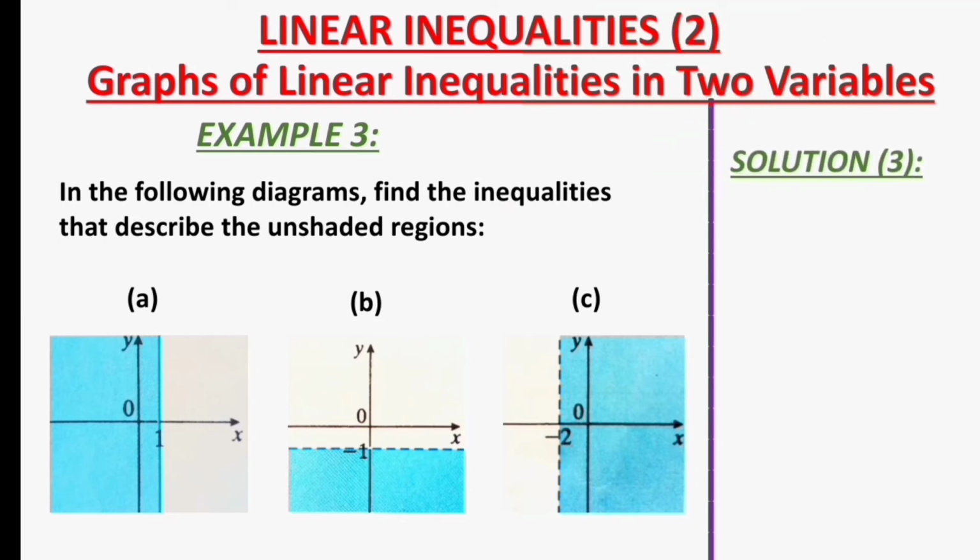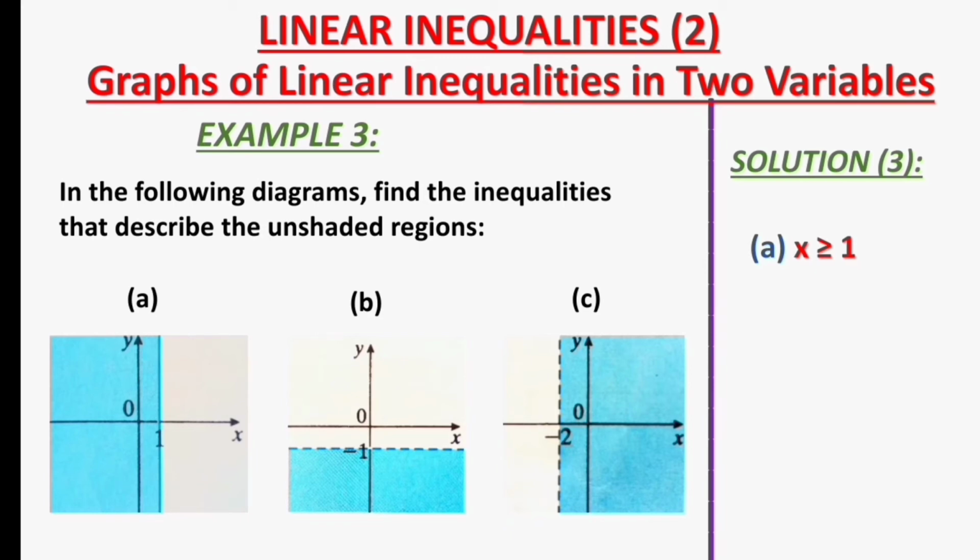Let's see the solution to question 3. For question 3a, since the boundary line is a solid line, do you think the inequality will involve equal to or not? Let's see if you are right. For question A, the inequality is x is greater than or equal to 1. This is because the numbers greater than 1 are the unshaded numbers. And since the boundary line is a solid line, it will involve greater than or equal to. I hope you got that right.